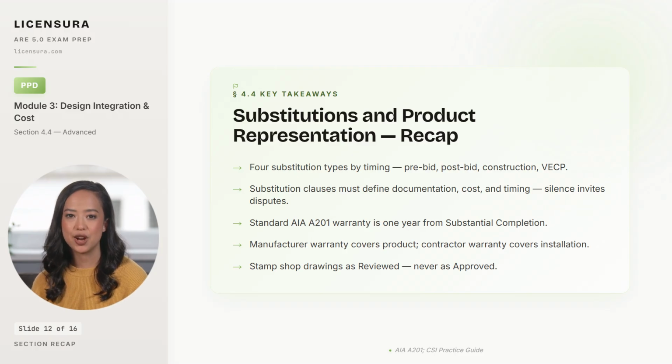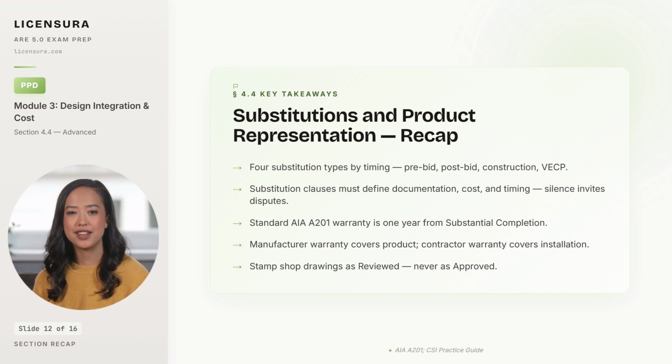Five takeaways close the substitution and product representation section. Four substitution types are categorized by timing: pre-bid handled via addendum, post-bid and pre-award handled with careful review because bid evaluation may change, construction substitutions handled with formal submittal and architect review, and VECP substitutions handled with cost analysis and shared savings agreements.